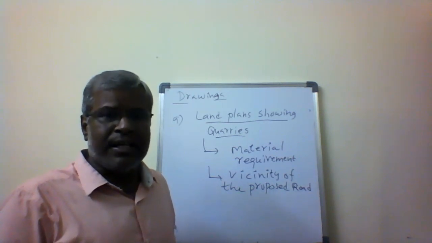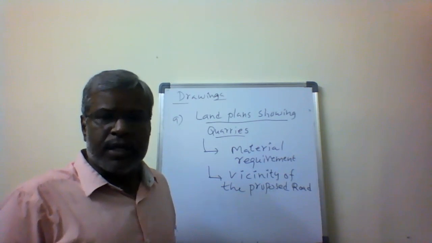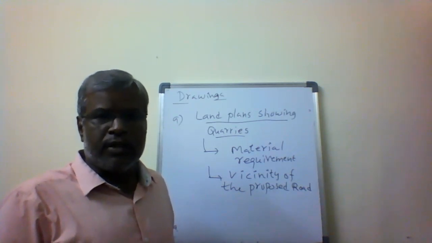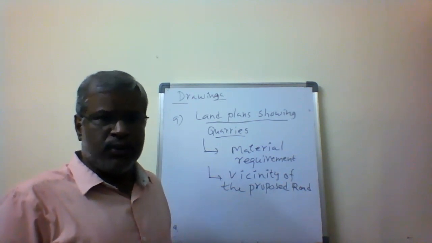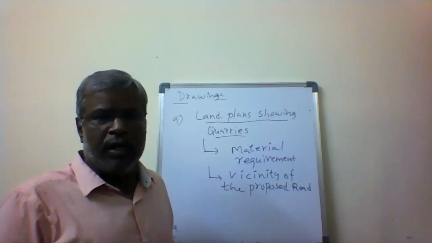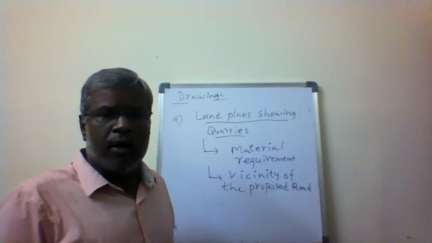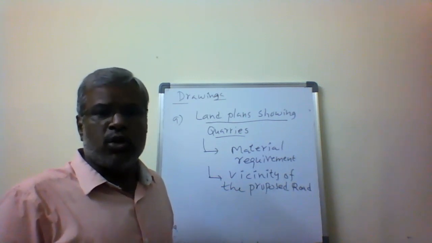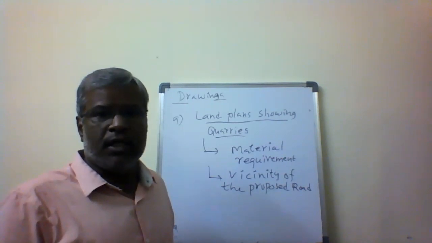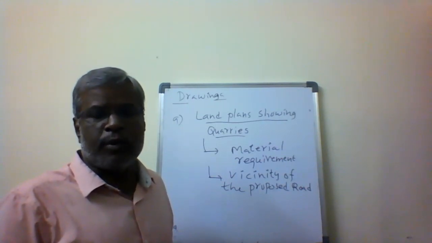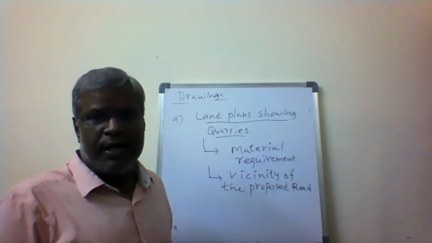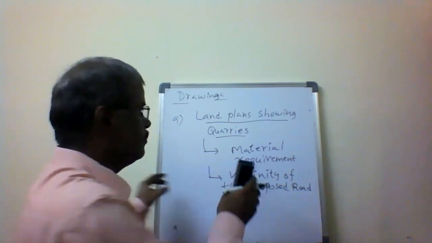From the quarry we get the stone aggregate, because the maximum percentage of the road is provided with stone aggregate. We provide it in the sub-base and base courses, the sub-grade has soil, and the final surfacing is provided with cement concrete or bitumen. That's why aggregate plays a major role in road construction. So we have to see the availability of material near the proposed road construction. Those plans are called land plans showing the quarries, where the material is going to be available.